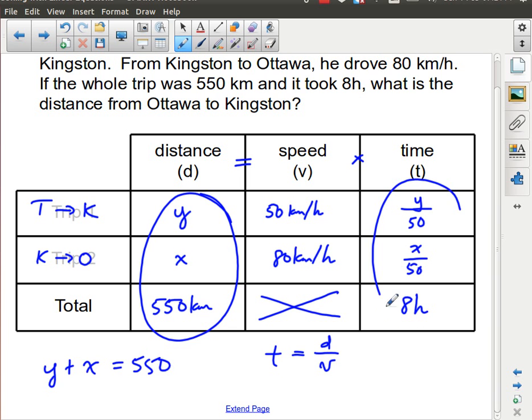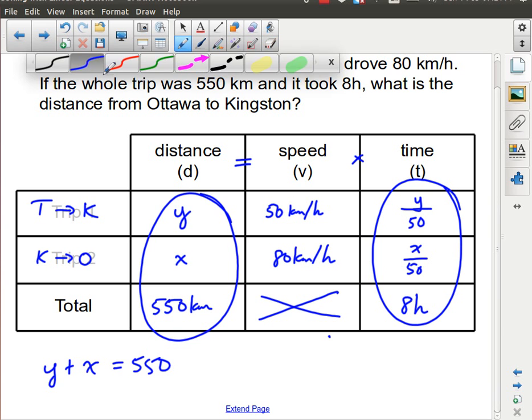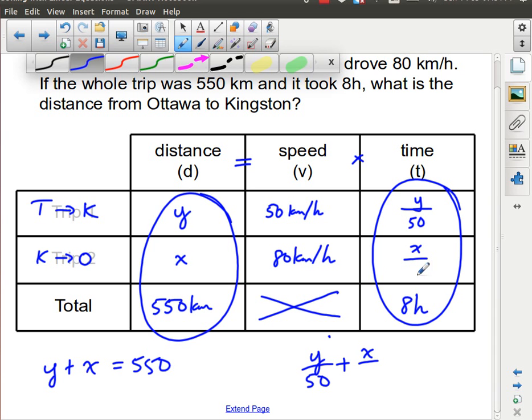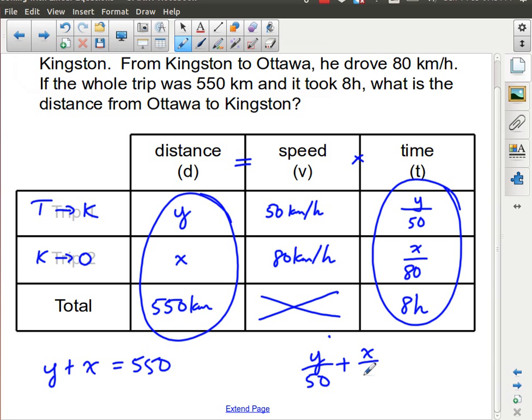And this one, the times add up to y over 50 plus x over, sorry, I made a mistake here. This is supposed to say 80, not 50. Plus x over 80 is equal to 8. So there we go. And then in solving this, there's equation 1, there's equation 2.